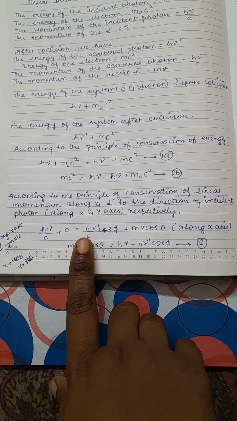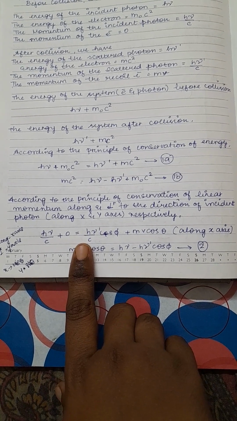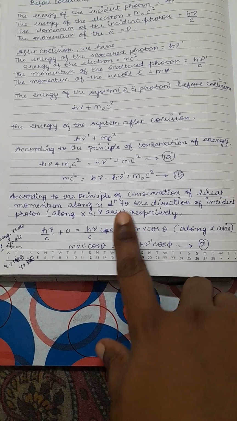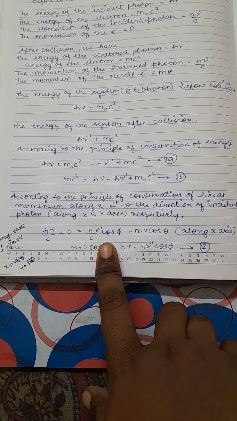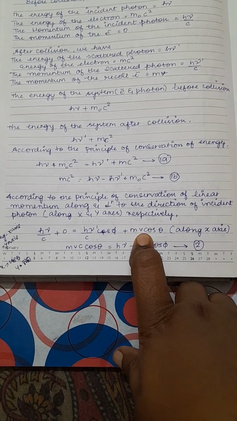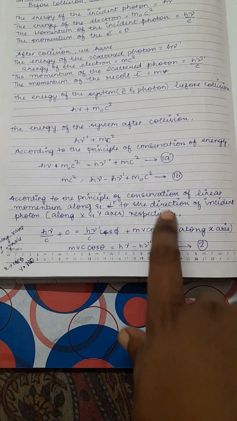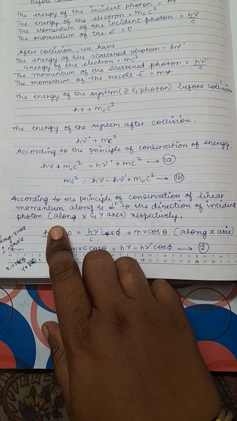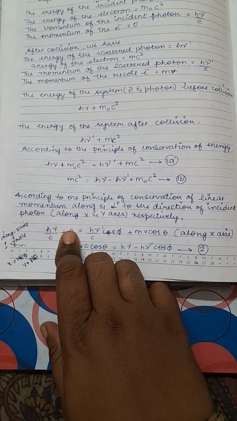h nu prime by c is the momentum of the scattered photon, which is along the x axis. So we are considering the x component as cos phi. Similarly, the electron momentum will be written as mv cos theta. Okay, this part is after collision and this is before collision. That's why the electron momentum is 0 here.